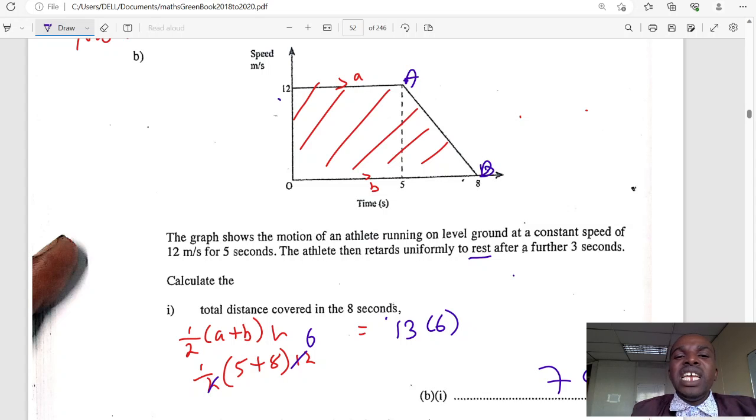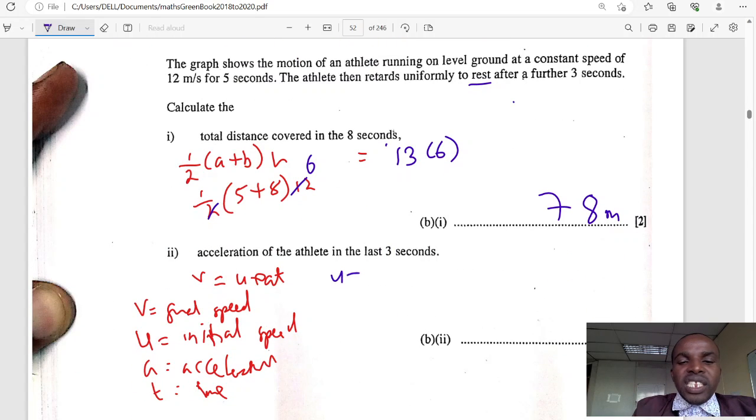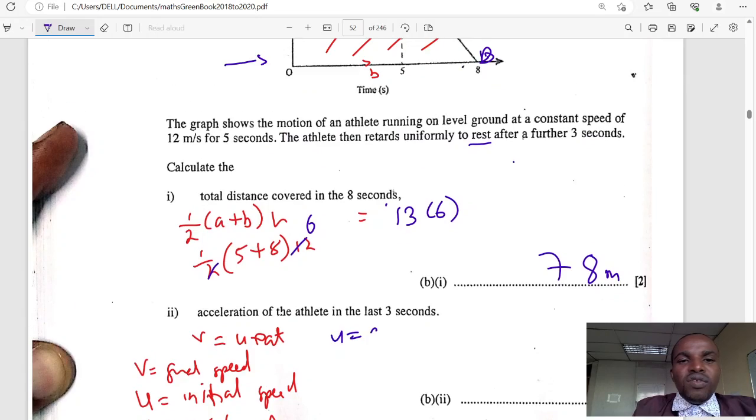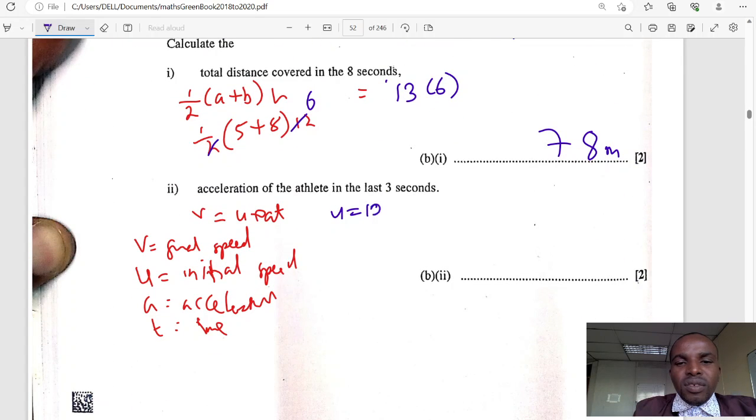So from A to B, at A, the speed was 12. That's the initial speed. Then at B, the speed is 0. It's at rest, right? So the initial speed U is 12. Then V, the final speed, is 0 meters per second. Then acceleration is the one that we are looking for. Then time is 3 seconds.